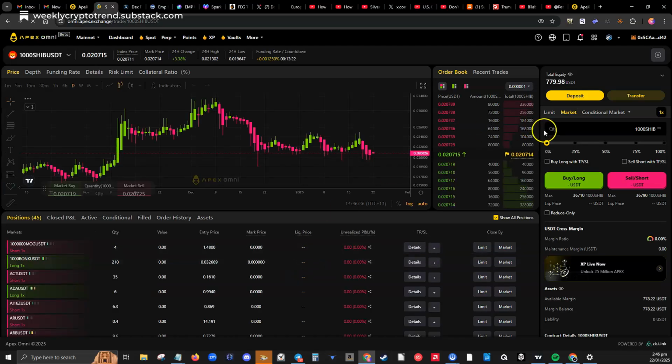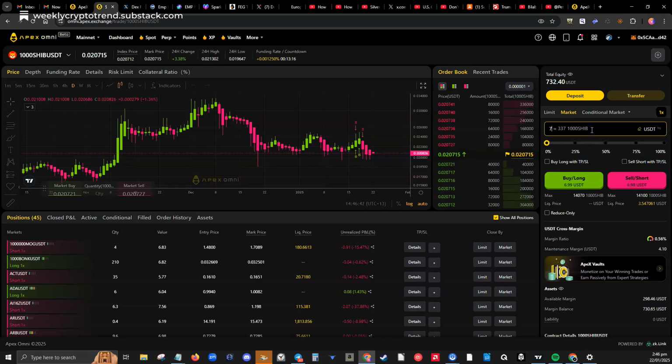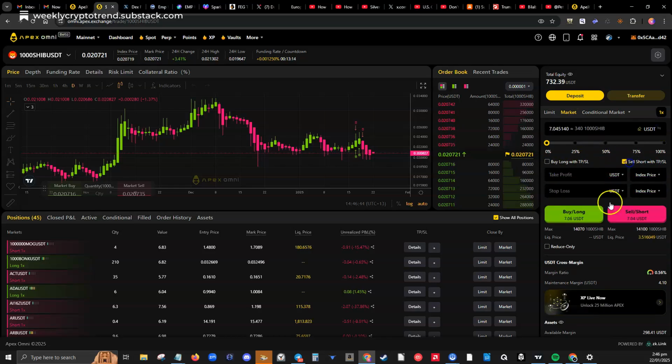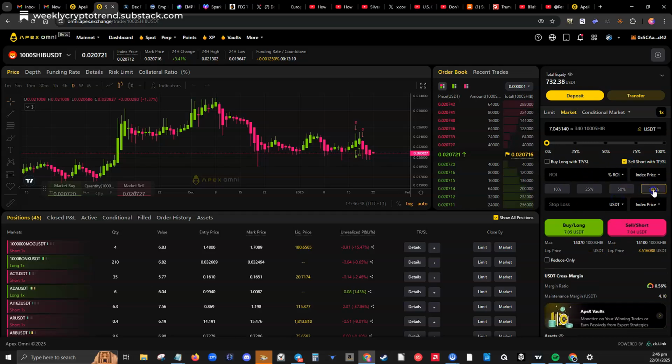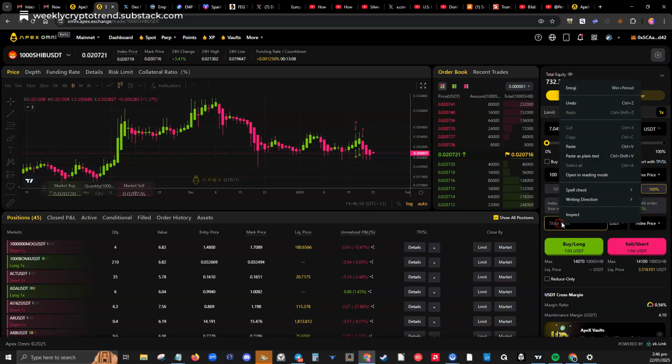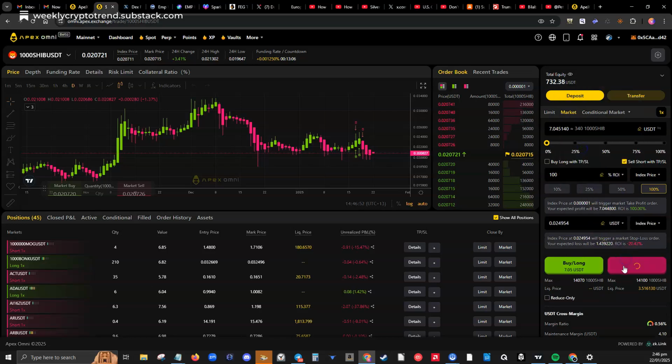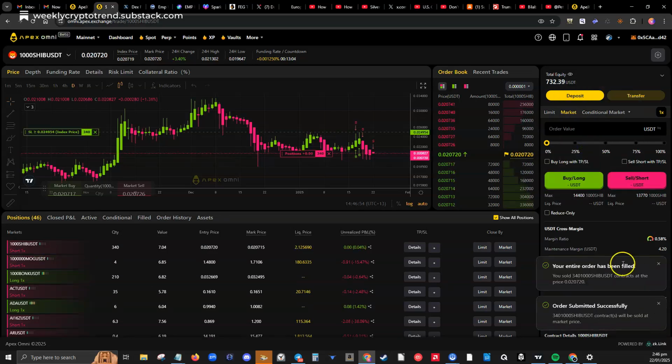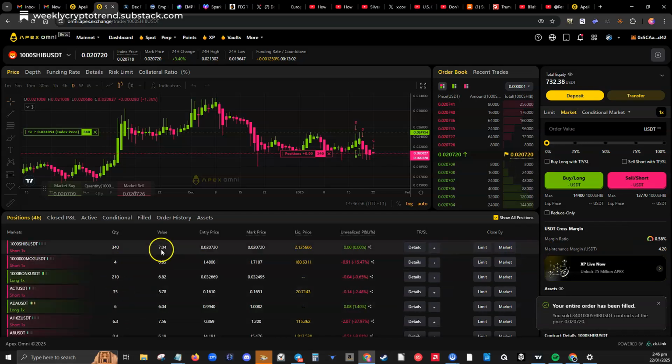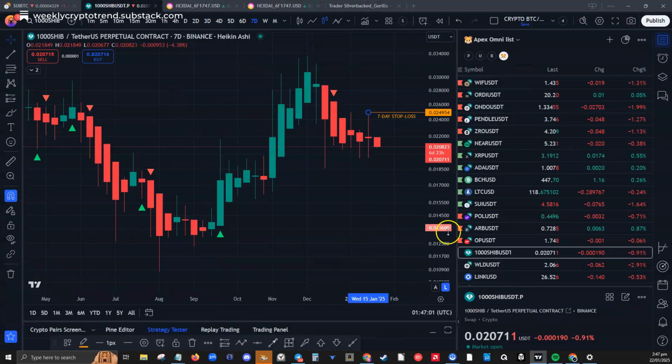Try this again. Alright. Okay, so we're still 1x leverage. Let's change this to the position size that I want. Sell short. 100 stop loss. I did nothing different there, but it just filled now. So $7 and 1x, perfect. So that's a short.